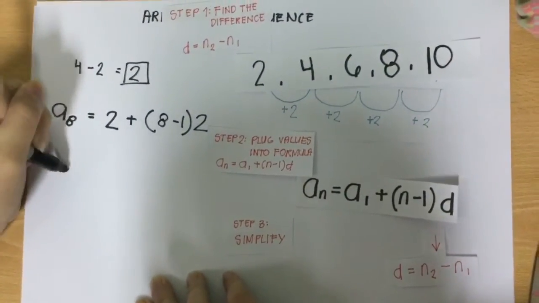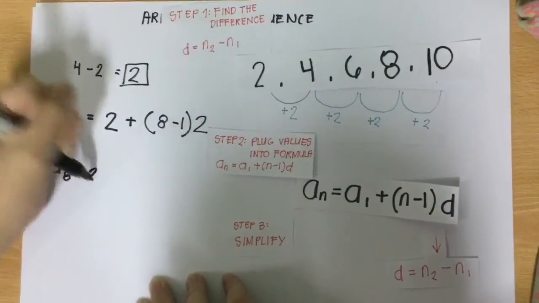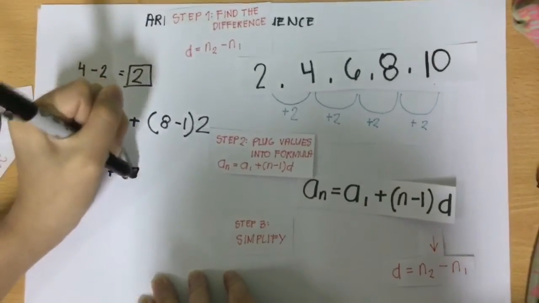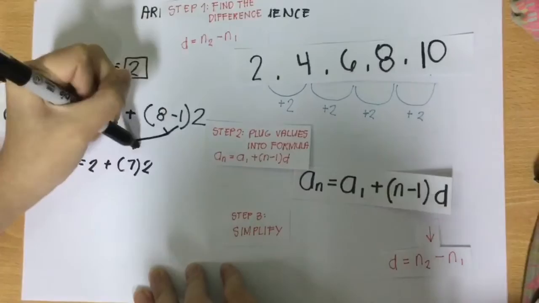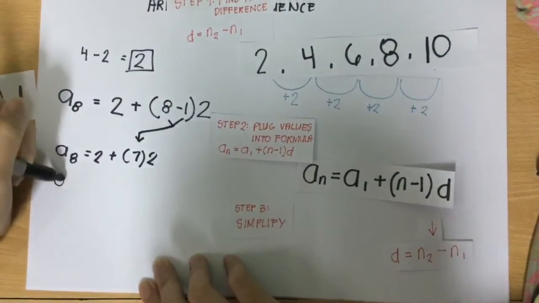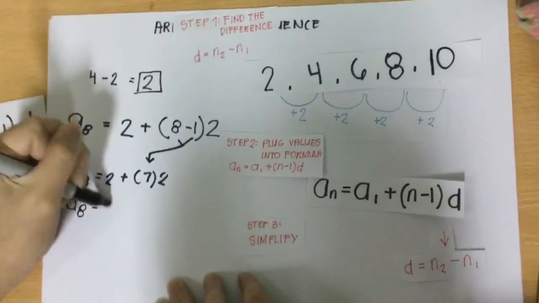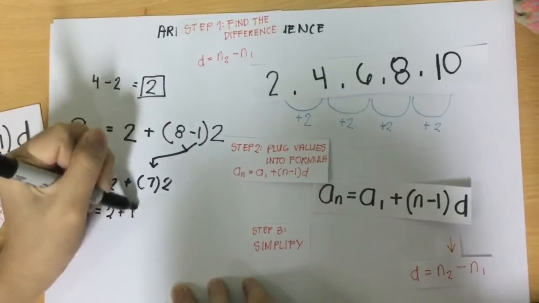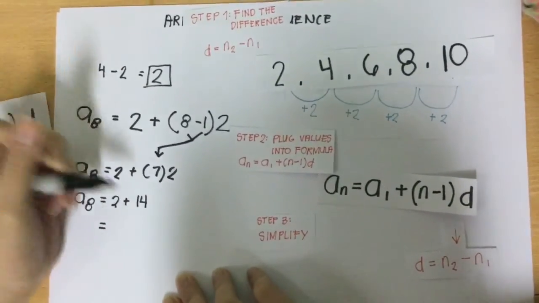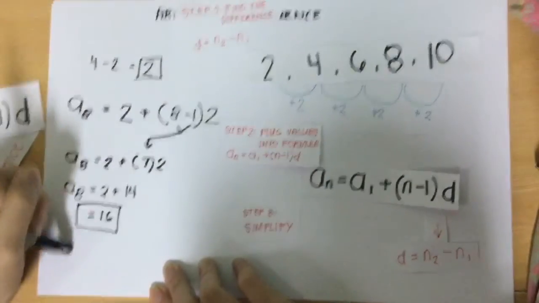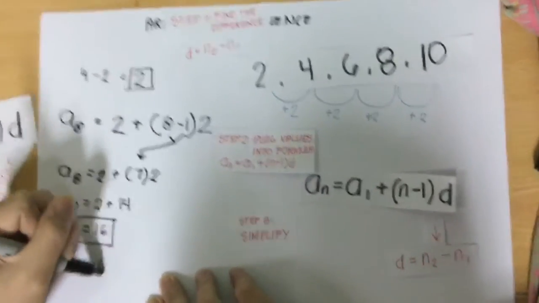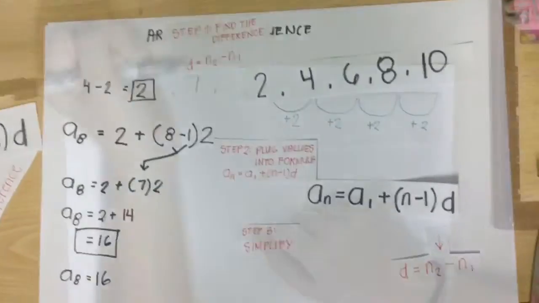Okay. Step 3, the last step is to just simplify it basically. So we solve for the one again inside the parentheses following the PEMDAS rule and multiplying that by the difference, and lastly adding the first term to the mix. So our 8th term is positive 16.